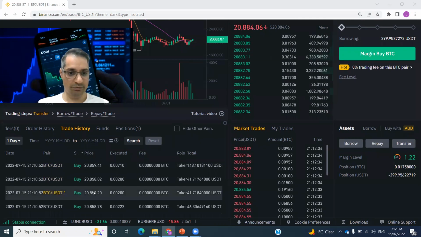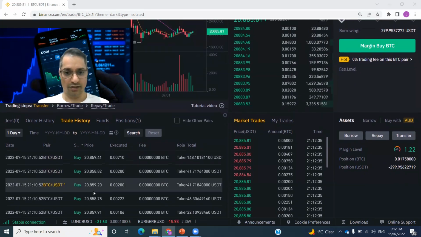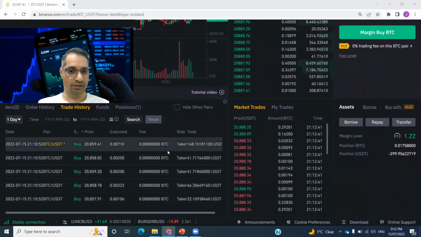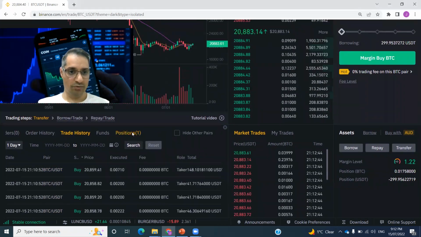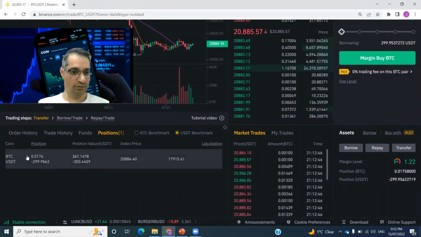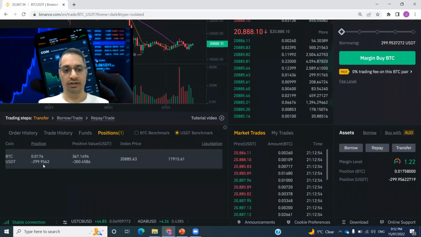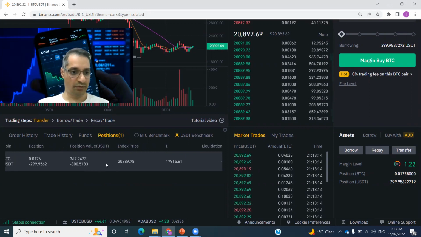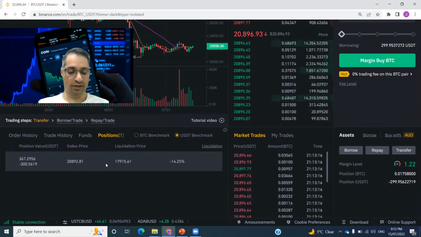It is actually showing multiple trades because I market bought and it executed in multiple orders. So it is showing all these various orders, but I need to go into position. If you see my position, I have 0.0176 and I have borrowed $299. So this is my position. The index price is $20,890, which is the current price. My bought price was lower than that, and it quickly moved up.